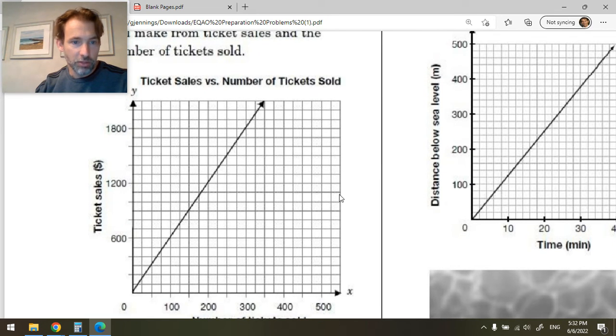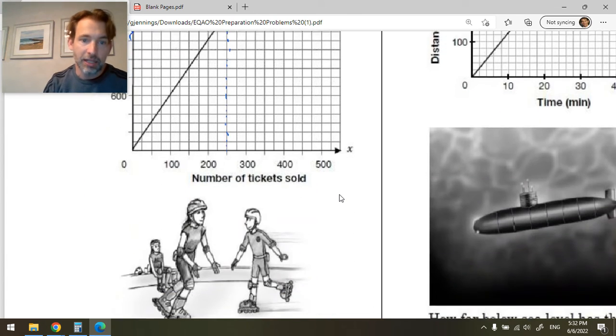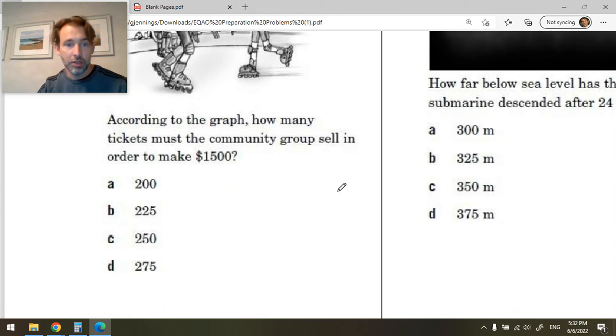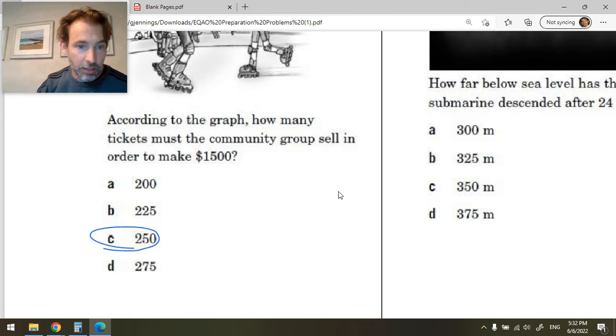This is how you do it. You find $1,500. There's 1,200. There's 1,800. Halfway between looks to be about there. Make sure it's halfway between: 1, 2, 3, 4, 5, 6. Yes, indeed, this is halfway between. That's $1,500. Then I read down here to find that they should sell 250, exactly halfway between 200 and 300 tickets.